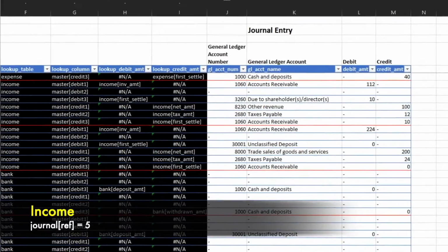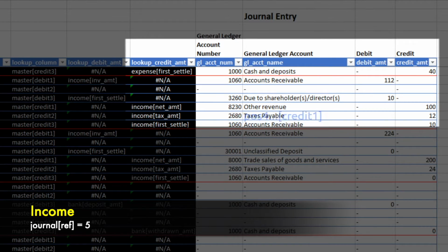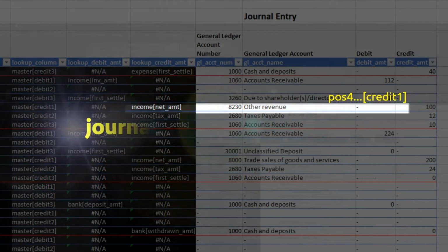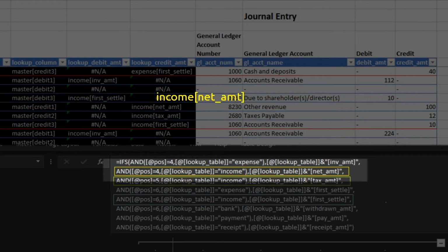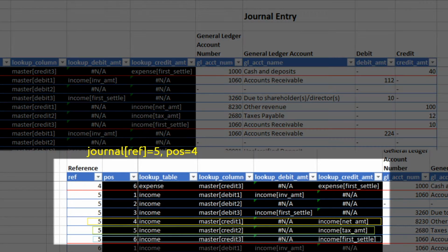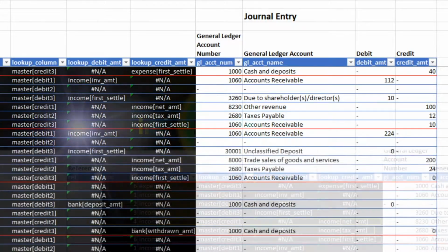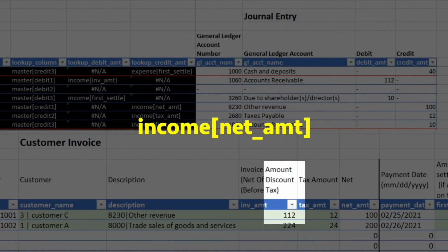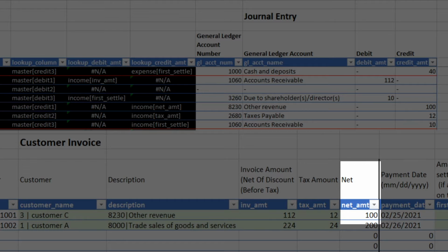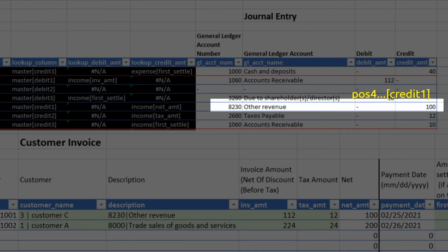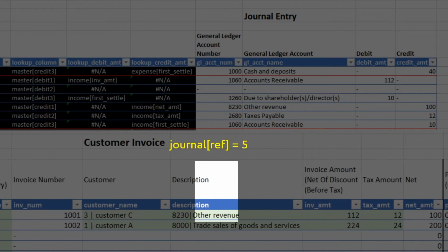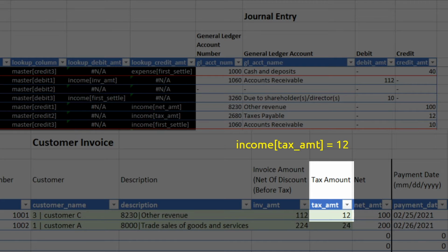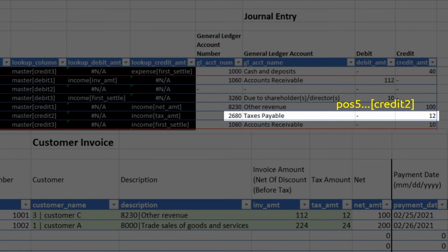Now let's move on to the income transaction. For position 4, we have to look up to the net amount column from the income table. That's the net amount $100 that you see at the position 4. For position 5, we need to look up to the tax amount column from the income table, which is this one you see at the position 5.